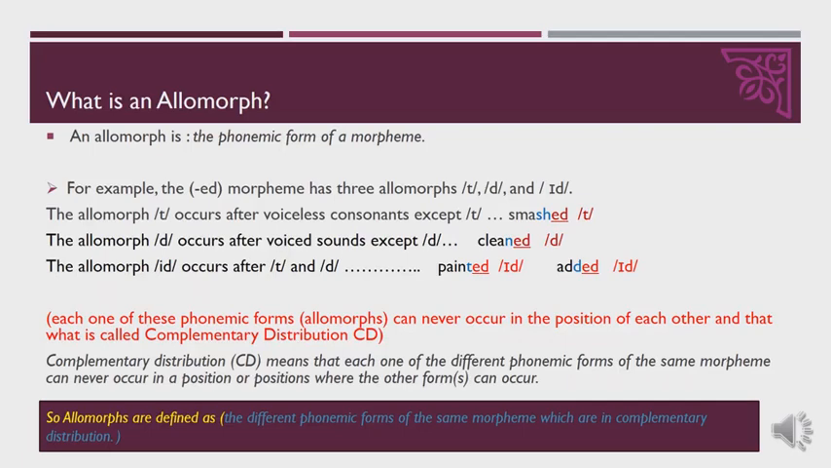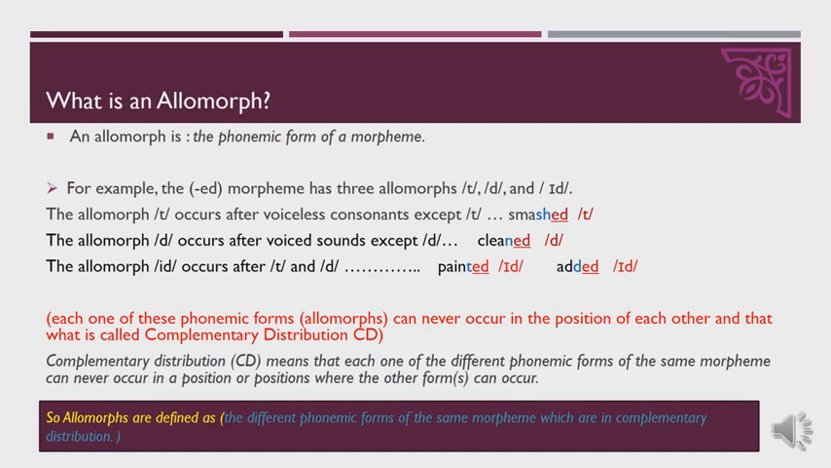In this lecture, we are going to talk about a new term that is the allomorphs. What is an allomorph? An allomorph is defined as the phonemic form of a morpheme. Well, a morpheme, whether it is a free morpheme or a bound morpheme, an affix or a base, a derivational affix or an inflectional affix, any morpheme in English has a written form and a pronounced form, a phonemic form.